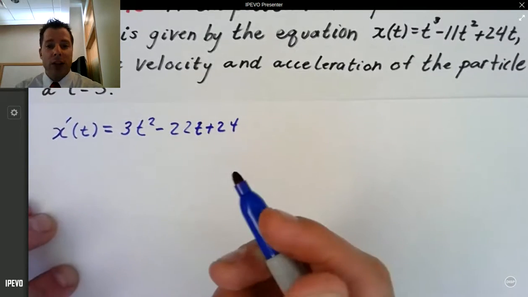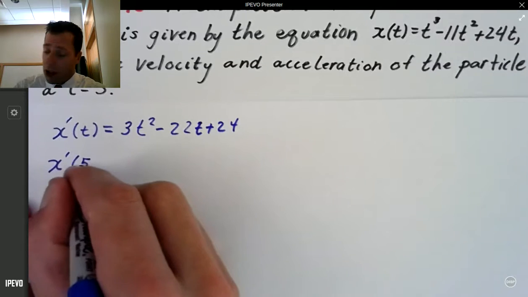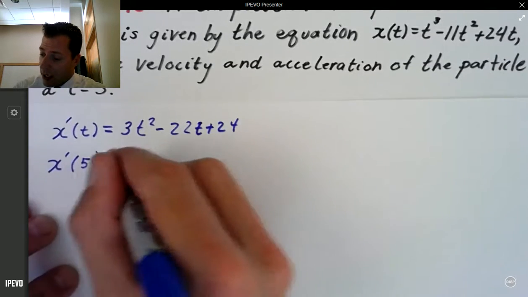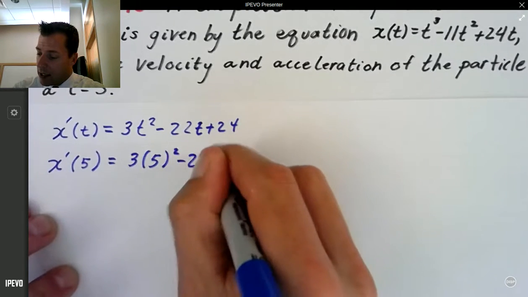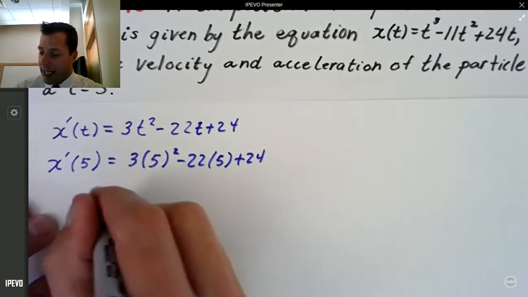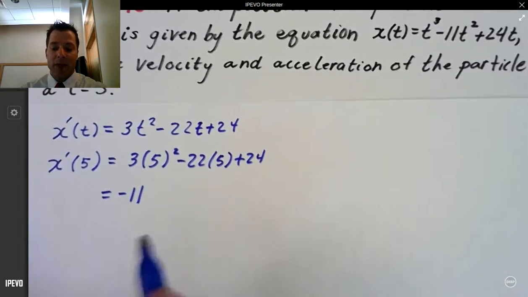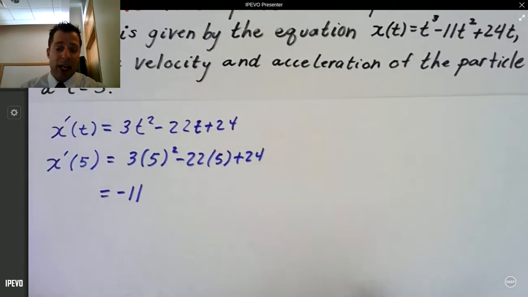They want to know what's going on after 5 seconds, so it's just a matter of a simple substitution of 5 in for t. I plug that in, and when I simplify this expression, I get negative 11. So what this tells me is that after 5 seconds, my particle's moving left because the velocity is less than 0.